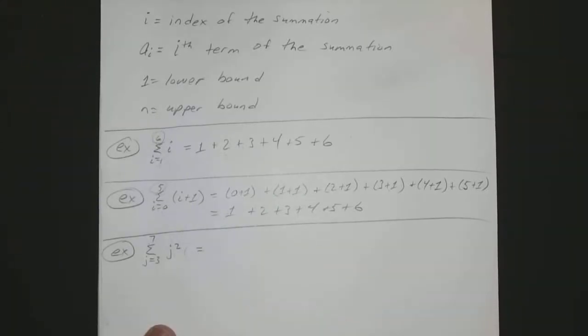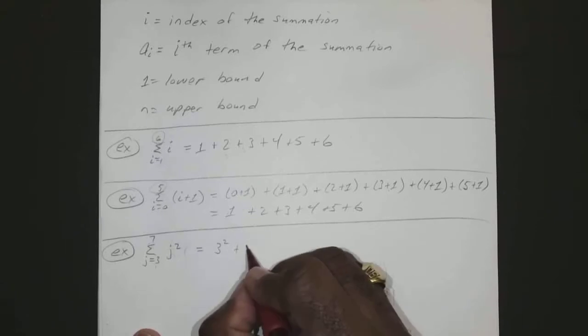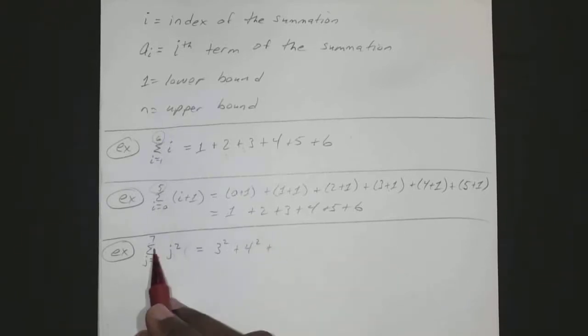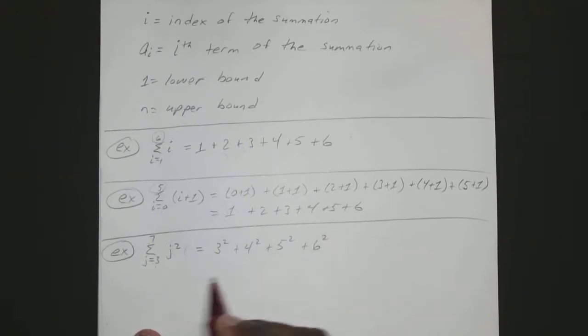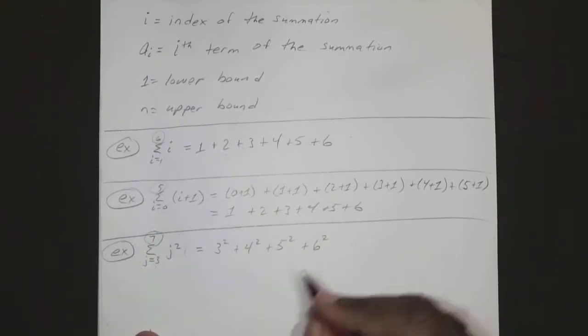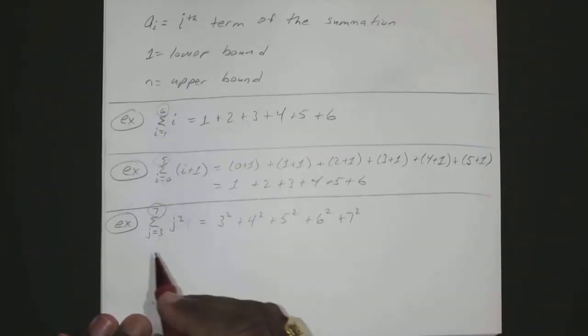Okay. So here we're going to start at 3. So that'll be replacing j with 3. So that gives us 3 squared. Then we go up to 4. Then we go up to 5. Then we go up to 6. And then we stop once we go up to 7. Okay.